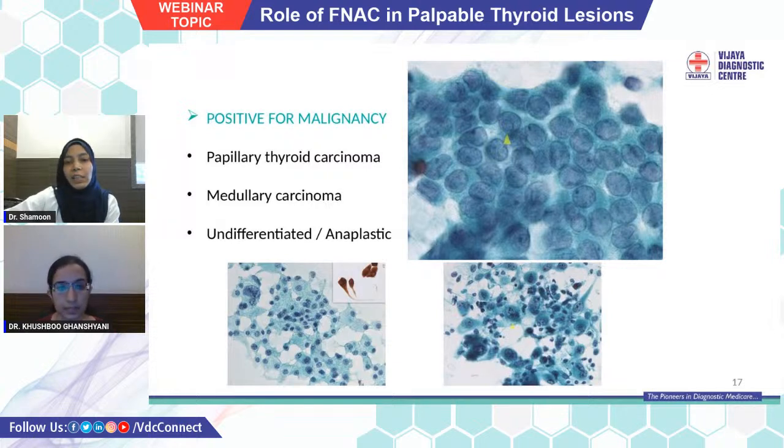The second image here is showing medullary carcinoma, and the third image is showing anaplastic carcinoma. In the medullary carcinoma image, you can see eccentric nuclei and salt and pepper chromatin. And this small image here is showing positivity for calcitonin on immunostain. The last one is anaplastic, as I said, with variable sized cells with enlarged nuclei and active mitosis.